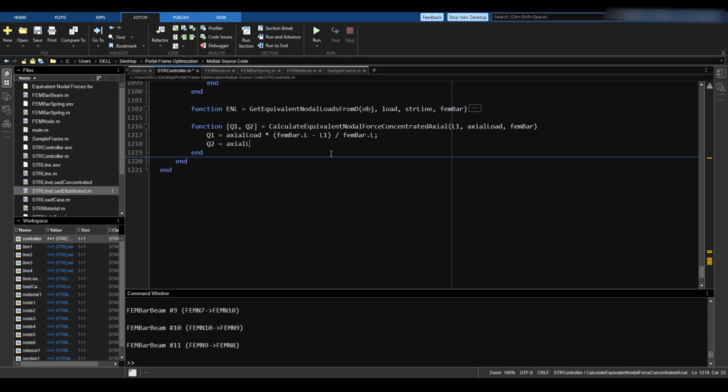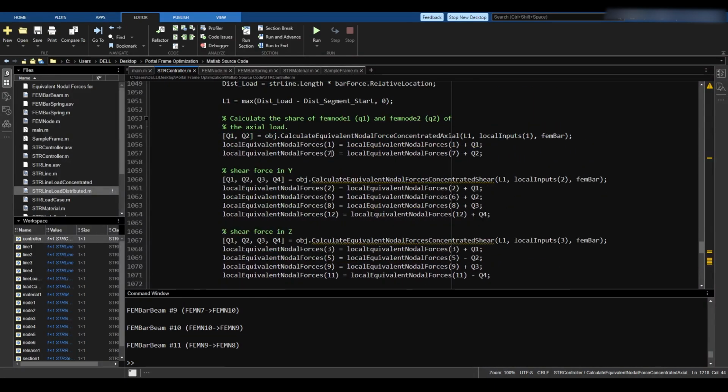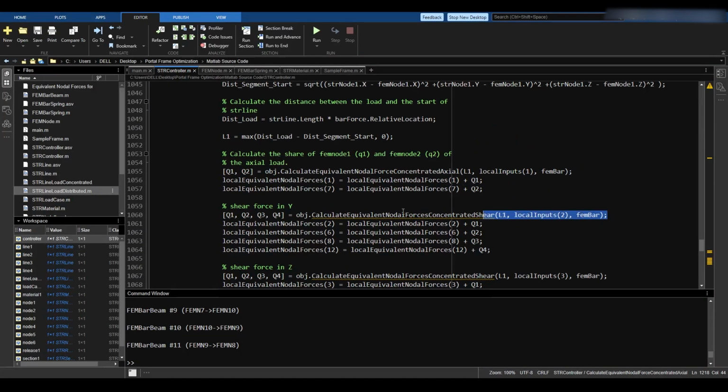Or you can just declare that it's basically axial load multiplied by the x divided by fem bar dot L. Fantastic. Those are the outputs for the equivalent nodal from the axial. So we have solved one issue. Now we need to continue and copy this stuff and declare a function with that name.